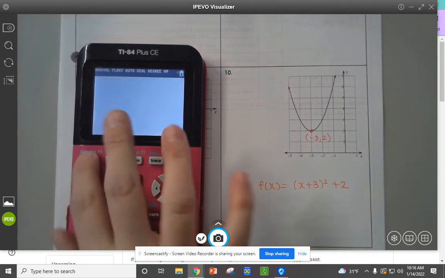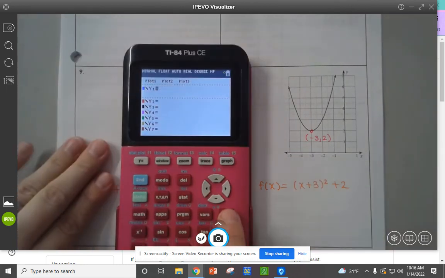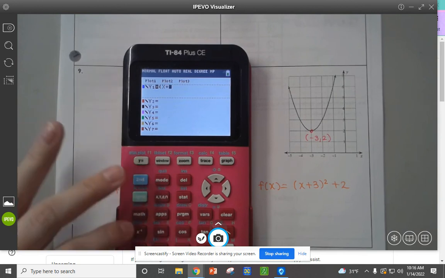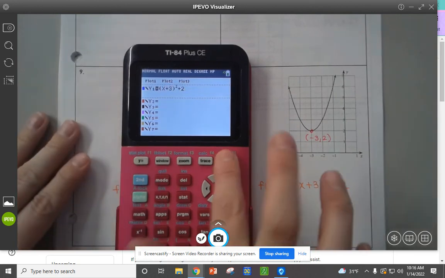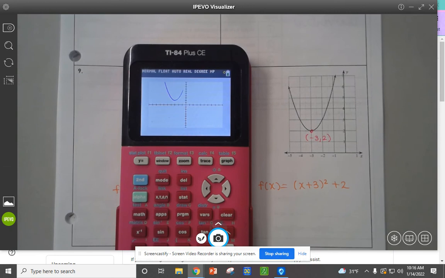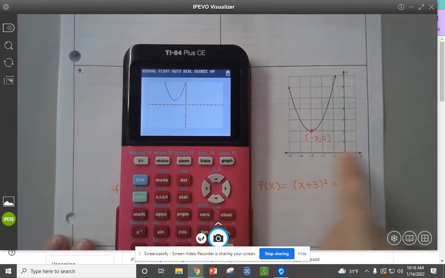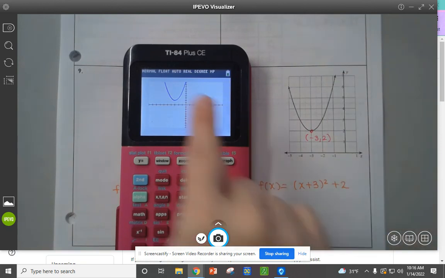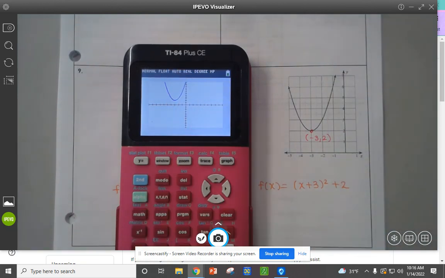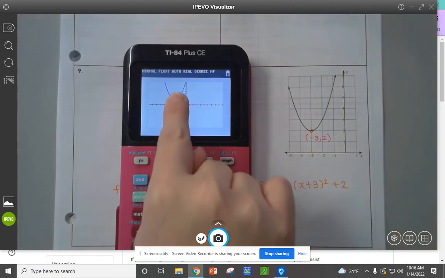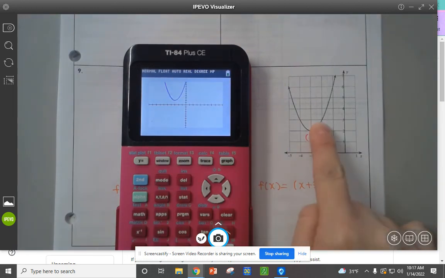And if you want to check your answer, let's just check this one. Now, it may look slightly different because notice my graph is not the same scale as what's on my calculator, but I can see that it's kind of in the top left quadrant, which is quadrant 2. It's gone left 3 up 2, left 3 up 2. So that helps us there.